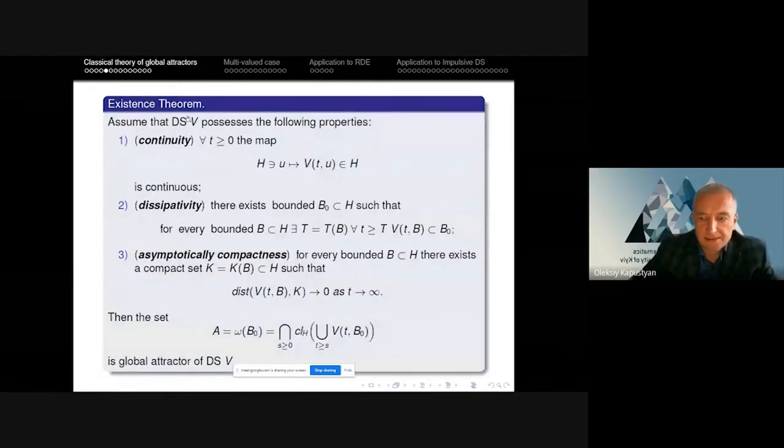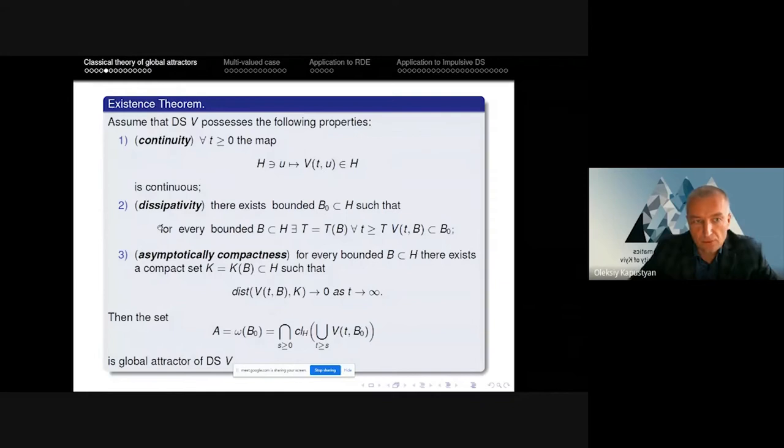So the existence theorem is the following. Assume that the dynamical system V possesses the following properties. Continuity: the map V with respect to the second variable, variable U, must be continuous. Dissipativity: there exists a bounded set B0, called an absorbing set, that absorbs all bounded subsets. And asymptotic compactness, which means that the limit behavior of our system becomes compact. So for every bounded B, there exists a compact set K, maybe depending on B, such that dist(V(t)B, K) tends to zero as t tends to infinity. So the bounded subsets for large time become closer to some compact set.